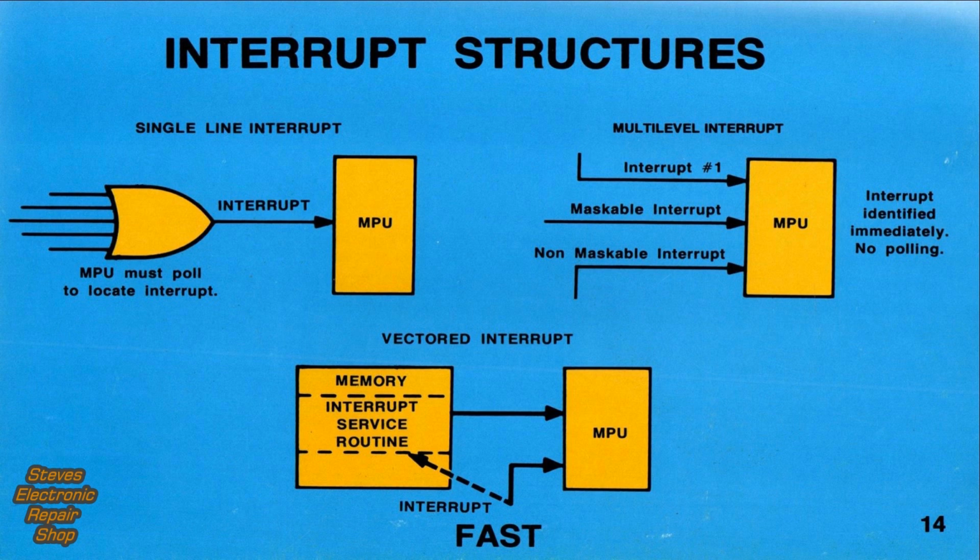3 basic interrupt structures are shown here. The simple single-line interrupt on the left ties all interrupts to a common interrupt line. The microprocessor must poll to locate the initiating interrupt. The multi-level interrupt on the right has more than one hardware interrupt line. The interrupt is identified immediately, without polling. The vectored interrupt at the bottom is the fastest. It not only requests service, but automatically branches the program to an interrupt service routine. Frequently, we'll find these interrupts combined in one microprocessor.